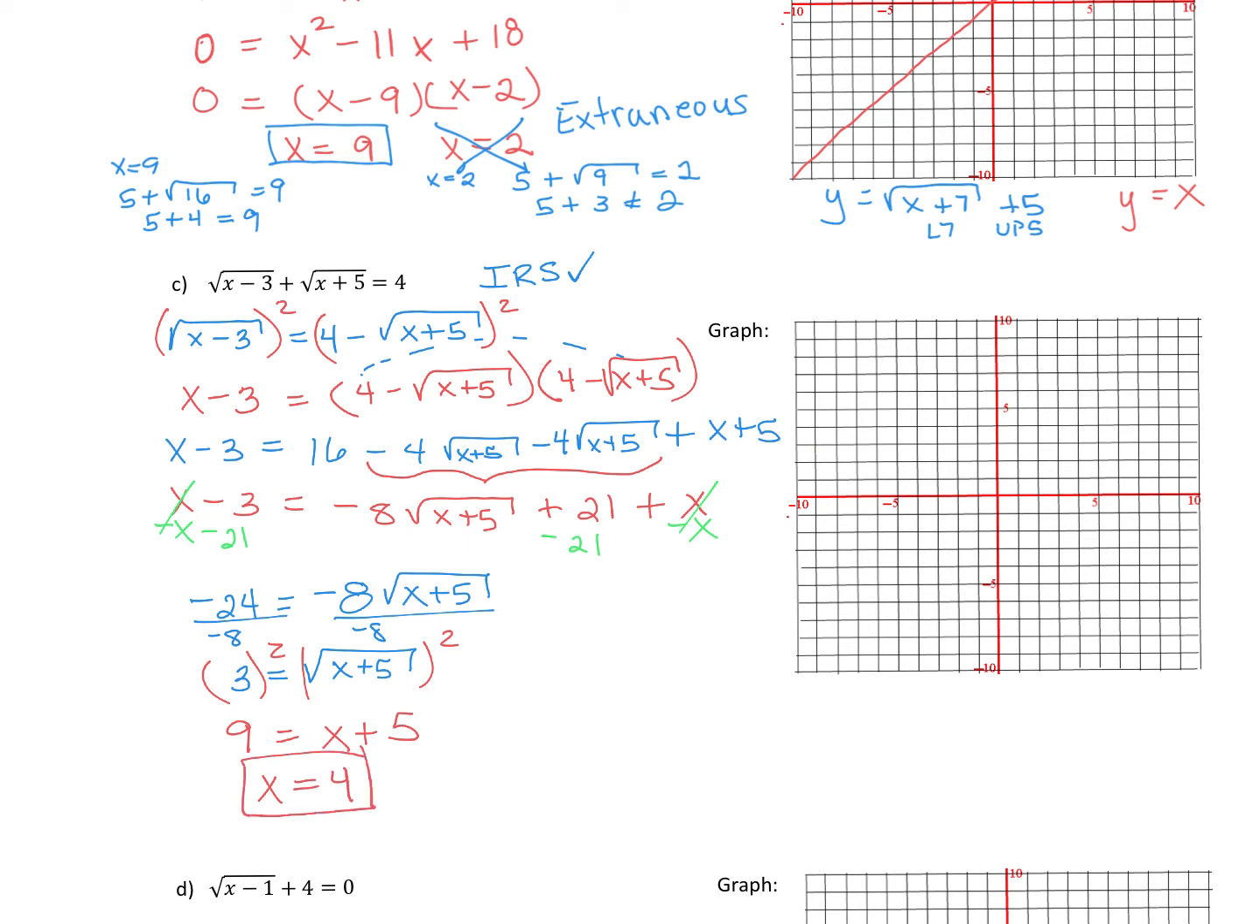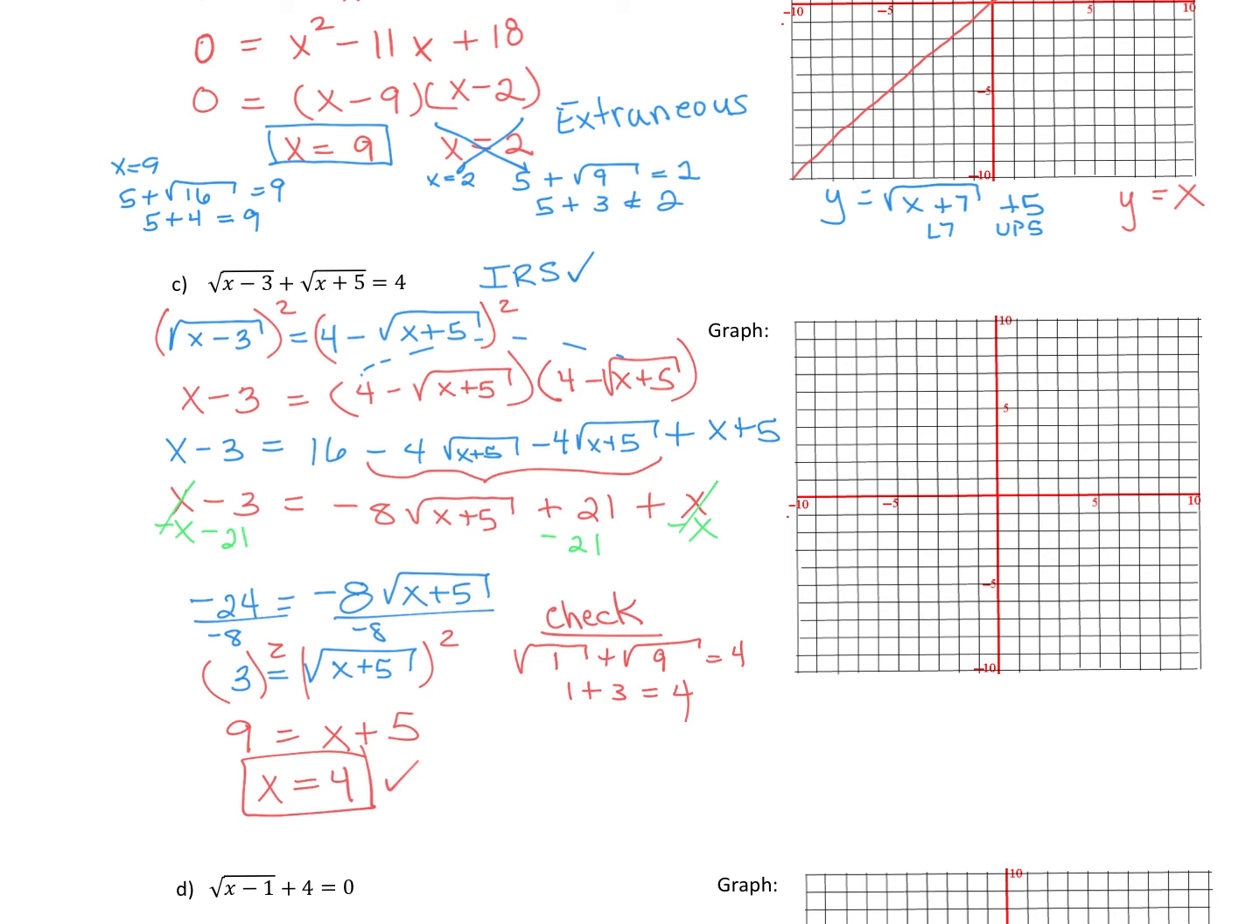I do need to check my answer. So in this particular case, when we check this, I get the square root of 4 minus 3, which is 1, and the square root of 4 plus 5, which is 9, equals 4. And 1 plus 3 does in fact equal 4. So this is a good solution.